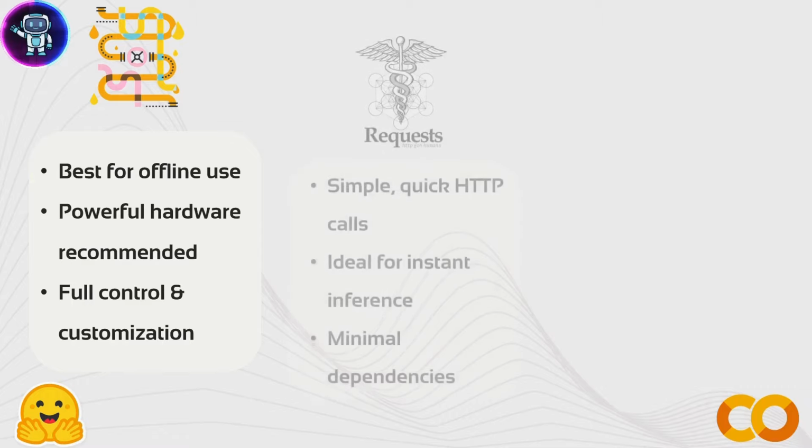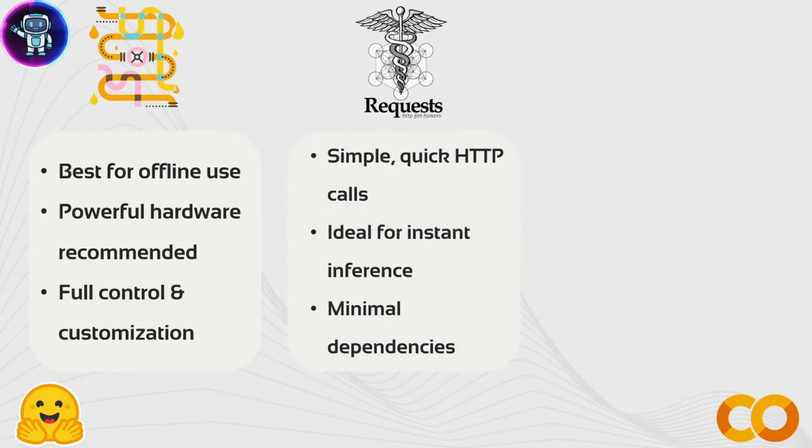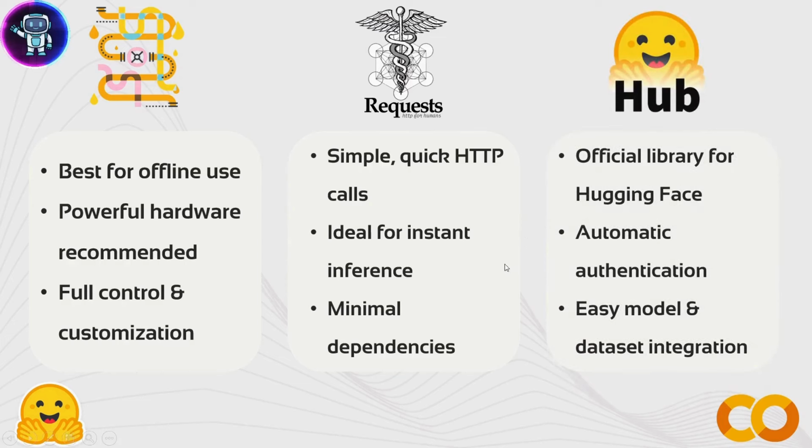Next, using the Hugging Face API with requests is ideal if you're looking for quick, straightforward API calls without adding extra dependencies to your project. It's perfect for instant inference, rapid prototyping, and quick testing. Finally, the Hugging Face API via the Hugging Face Hub library is designed specifically for users frequently interacting with Hugging Face models or datasets. It simplifies authentication, seamlessly integrates with Hugging Face's ecosystem, and makes your AI workflows smoother. Choose the method that best aligns with your project's needs.